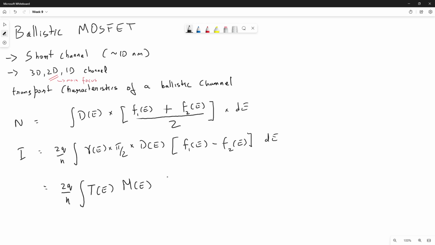So we can write it as this, correct? Yes, sir. Minus f2 of E, dE. So these are the two equations that we shall be concerning ourselves with. For the purpose of today's discussion, I shall call this equation 1 and equation 2. Okay. So now, all right.